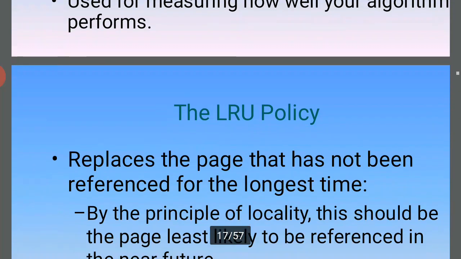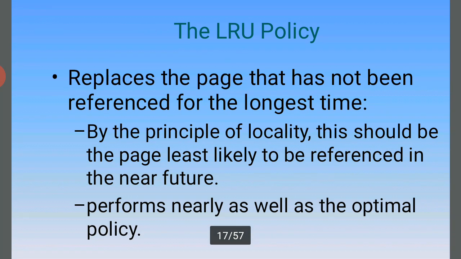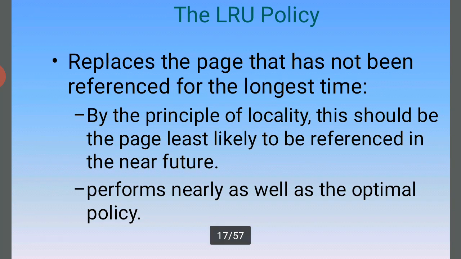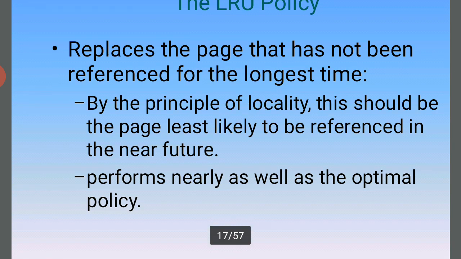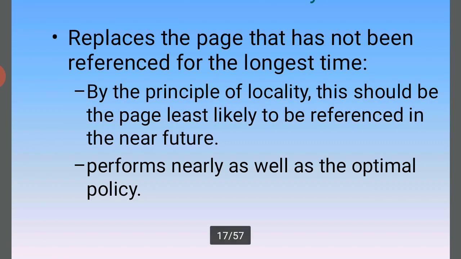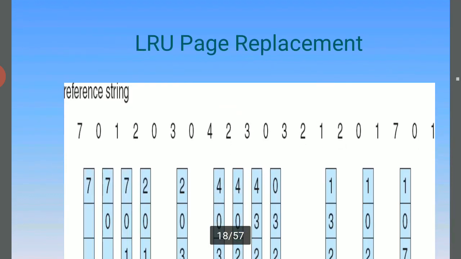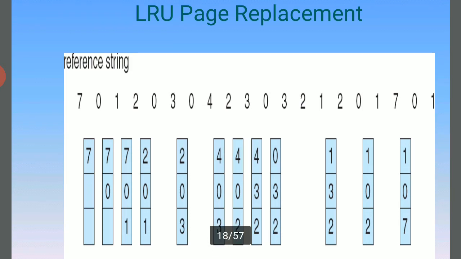So the next one is the LRU policy. This replaces the page that has not been referenced for the longest time. By the principle of locality, this should be the page least likely to be referenced in the near future, and it performs nearly as well as the optimal policy. And the LRU page replacement, here the reference string 7 0 1 0 3 0 4 2 3 0 3 2 1 2 0 1 7.